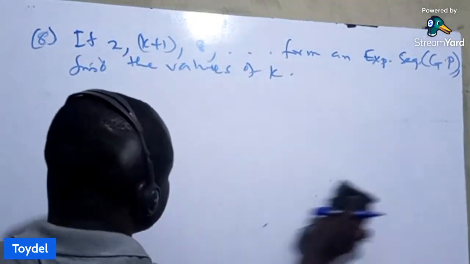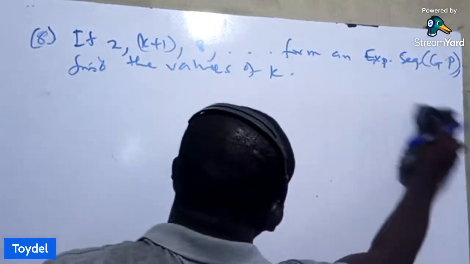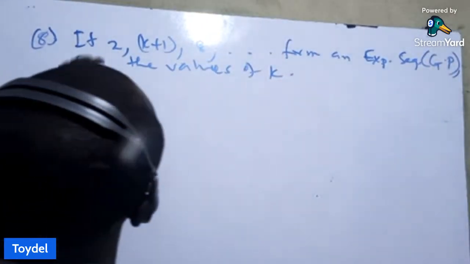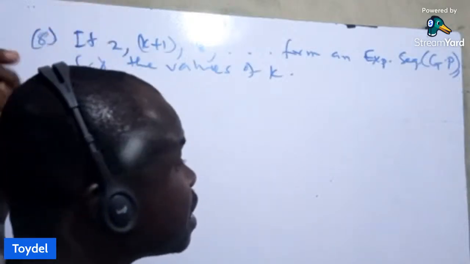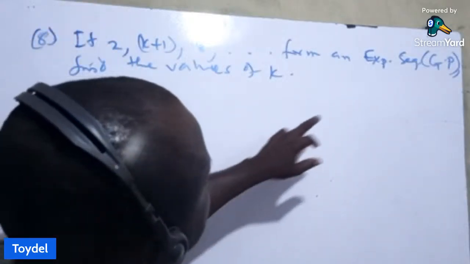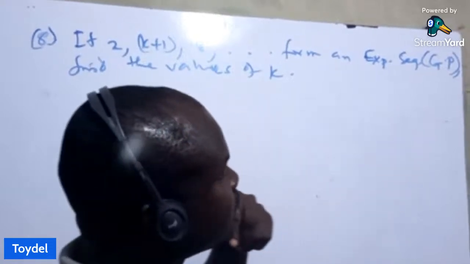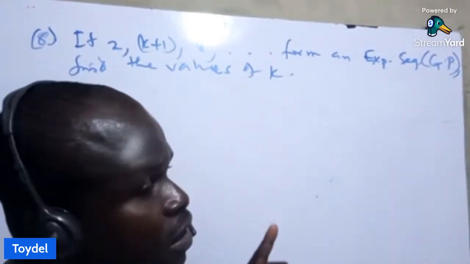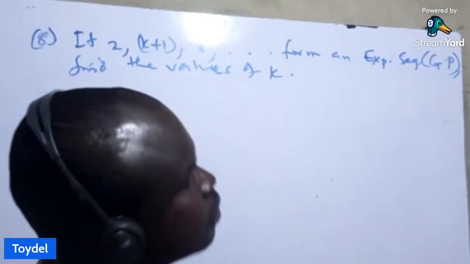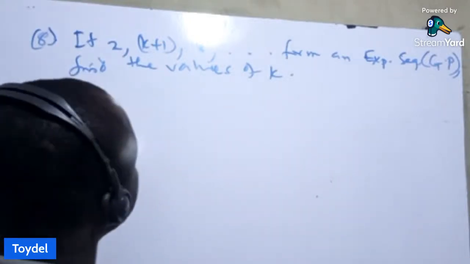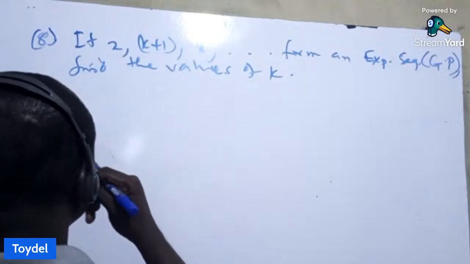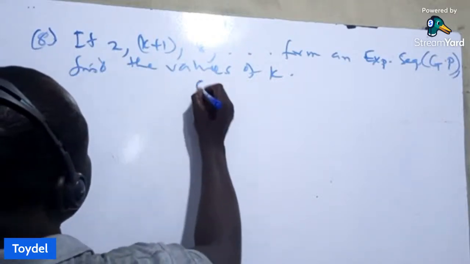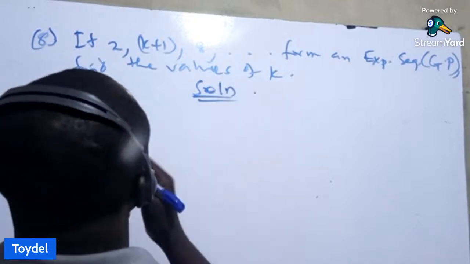Under sequence and series, we talked about arithmetic mean and geometric mean. But in this case, we have an exponential sequence. Exponential sequence is otherwise known as geometric progression, while linear sequence is otherwise known as arithmetic progression. So in this case, it's geometric progression. If we apply the knowledge of geometric mean to what we are given, we want to find the value of k. How do we get the value of k?